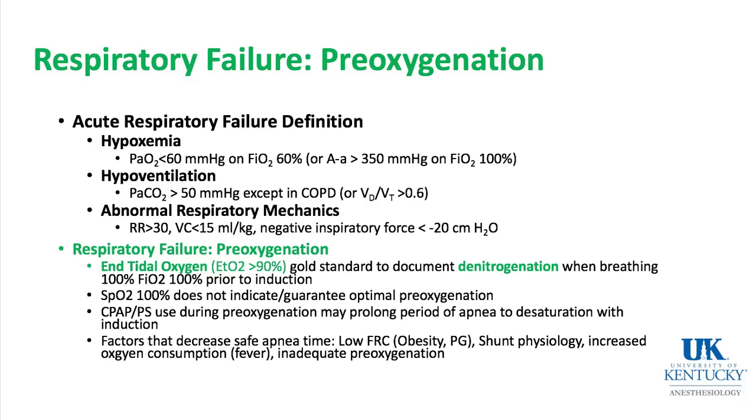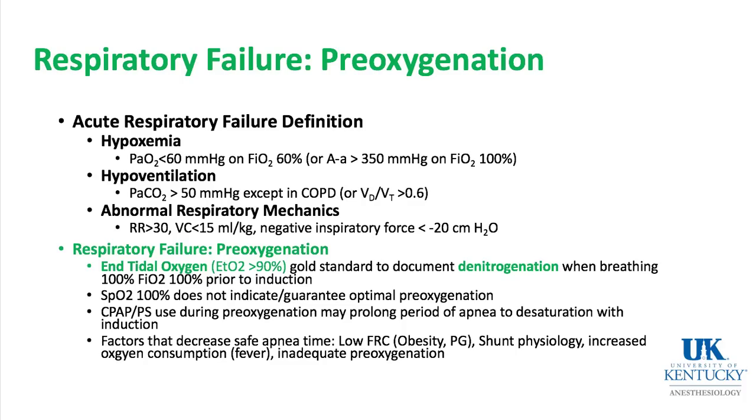The nitrogen in their alveolus, nitrogen makes up 80% of air, we get rid of that. We've replaced it in the alveolus with oxygen, and that person is ready for a short period of apnea and hopefully will not desaturate as rapidly. The SpO2 is not a good indicator of optimal preoxygenation. Just because they're reading 99% sat, they could have a PO2 in their blood of 95 or 600, and they may not be adequately denitrogenated.